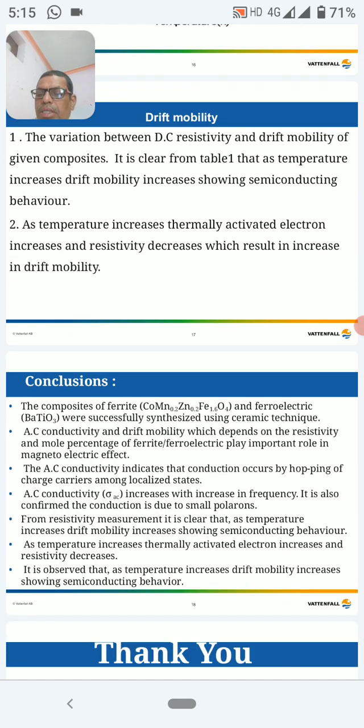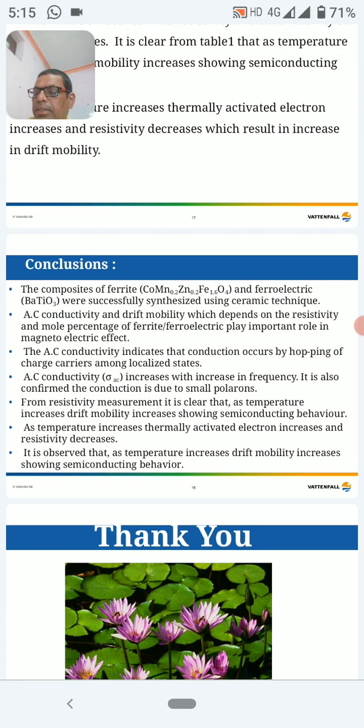The charges which develop in the piezoelectric phase leak through the comparatively low resistive ferrite phase. From the resistivity measurement it is clear that as temperature increases, drift mobility increases, showing the semiconducting behavior, and this suggests that ferrite and ferroelectric phases are present separately in the composite. As temperature increases, thermally activated electrons increase and resistivity decreases, and the drift mobility increases, showing the semiconducting behavior.